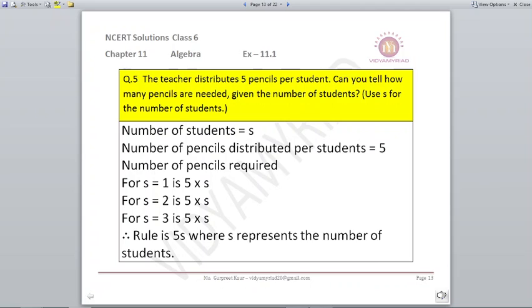Question number 5. The teacher distributes 5 pencils per student. How can you tell how many pencils are needed given the number of students? Use s as the number of students. So the number of students is s and the number of pencils per student is 5, which is fixed. So if the students are 5, total pencils required will be 25. If the number of students is 2, pencils required will be 10. So 5 multiplied by 2, which is 10. So what am I doing here? I am multiplying the number of students by the number of pencils. So the rule is 5s.